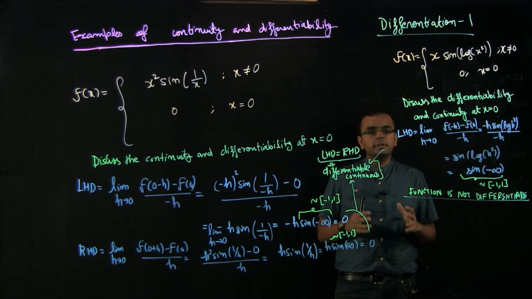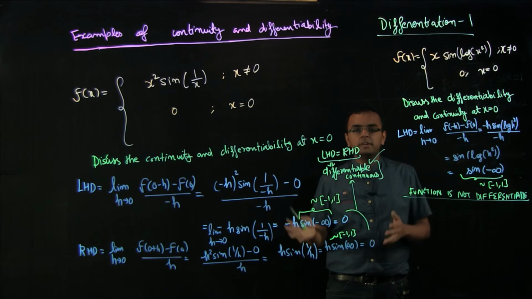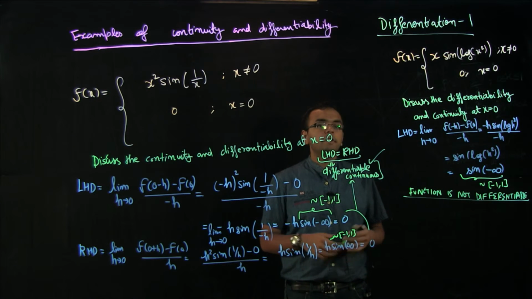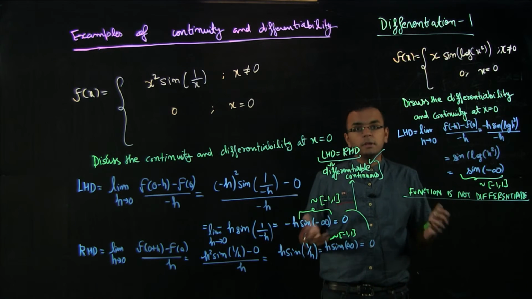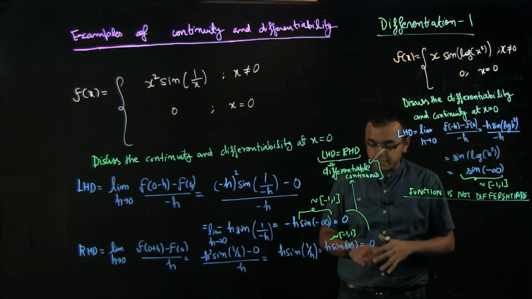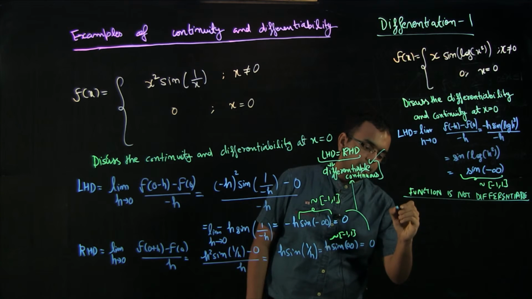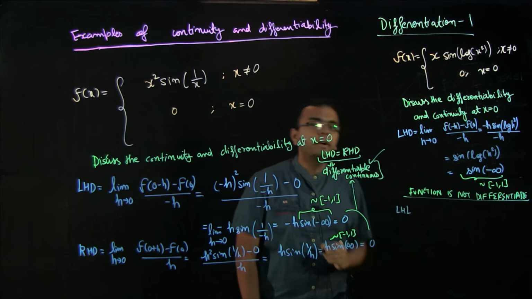Now, if the function is not differentiable, does this mean that it is not continuous? No, that is not true, because we have discussed previously that whenever the function is differentiable, it means it is continuous. However, whenever it is not differentiable, it may or may not be continuous. So it may still be continuous. For that we have to find the left hand limit and right hand limit. Let us now find the left hand limit.